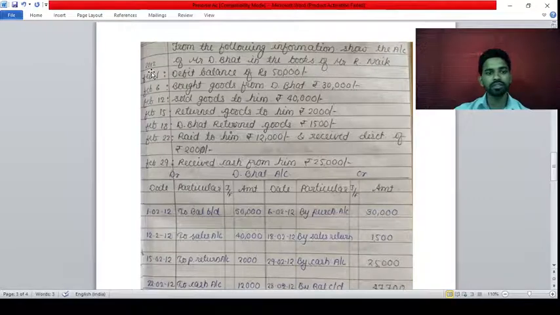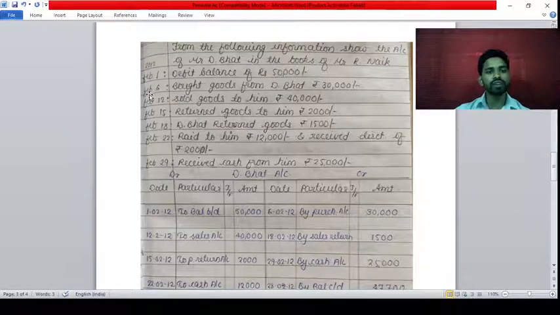So the first transaction is a debit balance of rupees 50,000. You have to take this debit balance on the debit side: on 1st Feb 2012, to balance brought down 50,000 as an opening balance. If a credit balance is given, then we have to take it on the credit side, by balance brought down. Like this we have to take it.